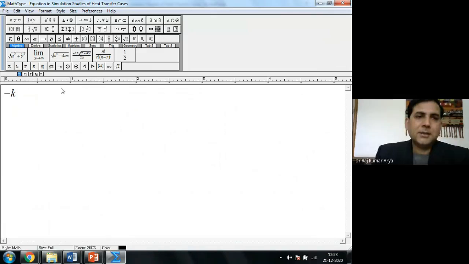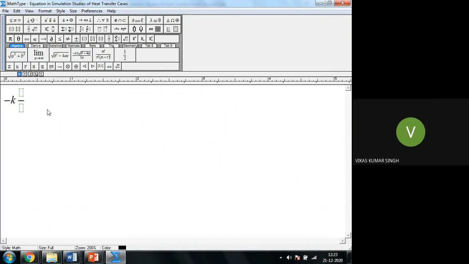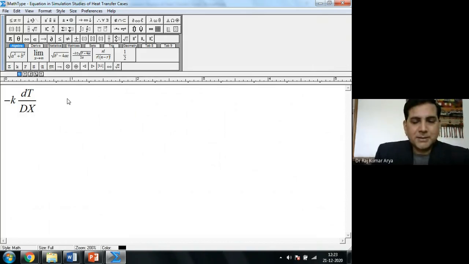Minus K dT by dx equal to, let's say how much flux you want to maintain.